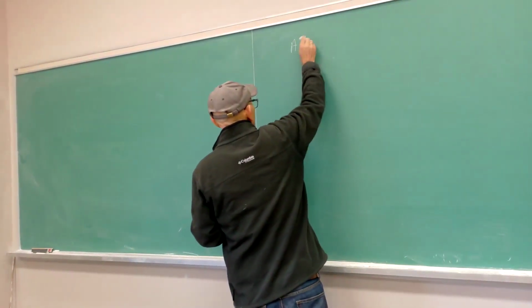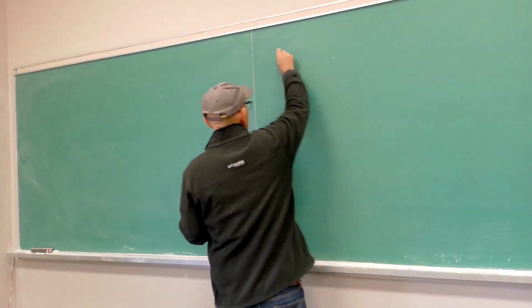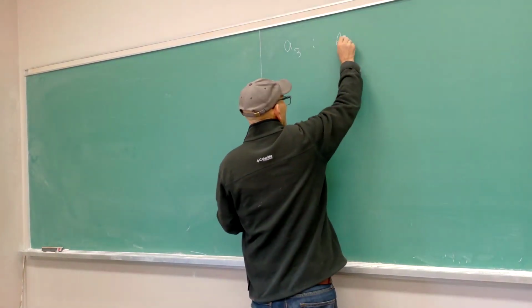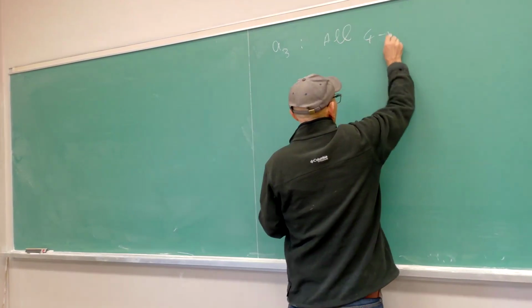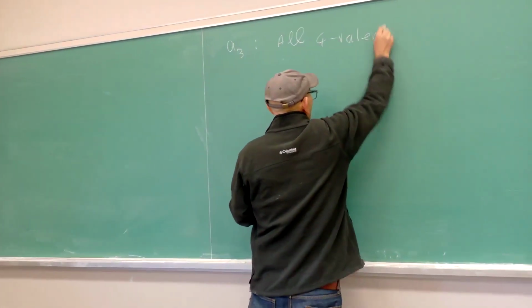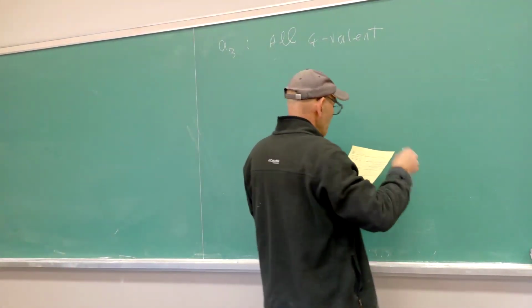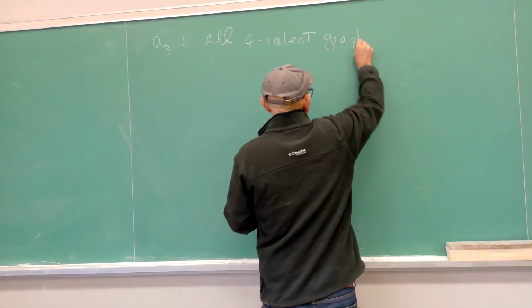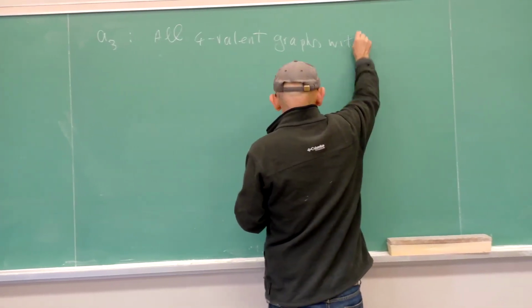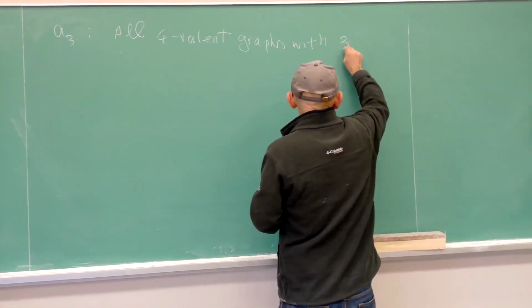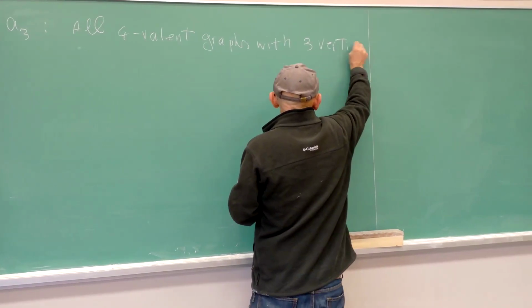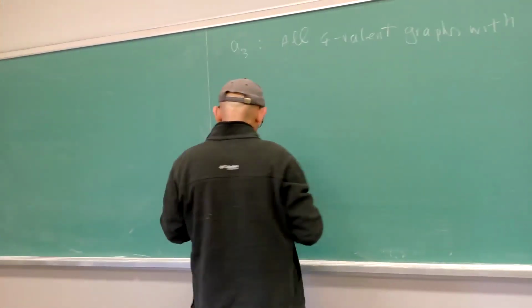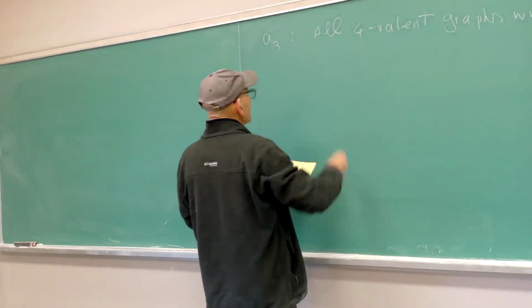So for A3, in other words, to compute A3, we need all 4-valent graphs, sorry, with 3 vertices. Okay, so let's put the disconnected ones first.